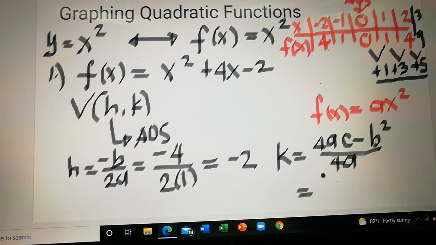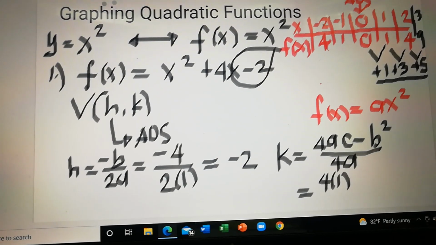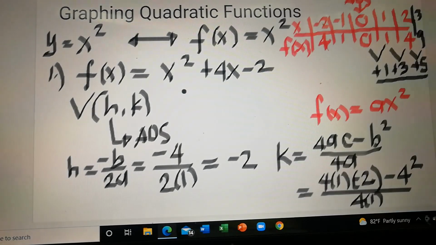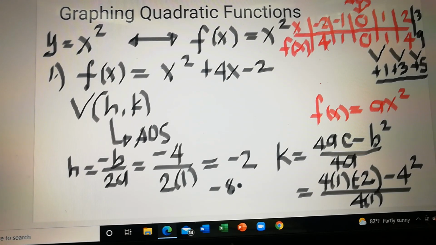Okay, which is now equal to 4 times the value of a, which is 1, c is equal to negative 2, then b is equal to 4. So 4 squared all over 4a, so 4 times 1. So that is equal to negative 8 minus 16. Negative 8 minus 16 all over 4, which is now equal to negative 24 over 4, which is equal to negative 6.